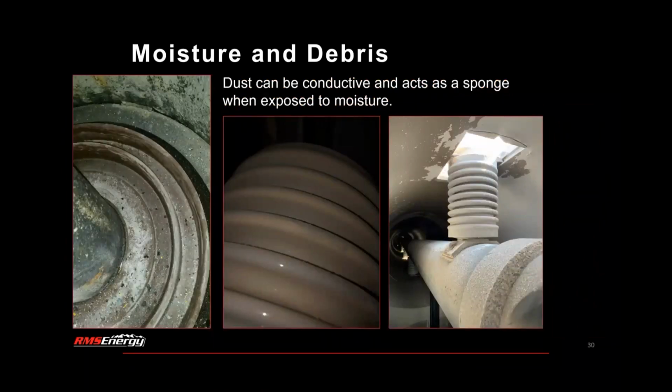So debris and dust internal to the bus duct is also an issue, but when you combine the two, that dust, especially if it's conductive, can accumulate on your insulation and act as a sponge. It can hold moisture and create better conditions for surface tracking on your insulation internal to that bus duct.